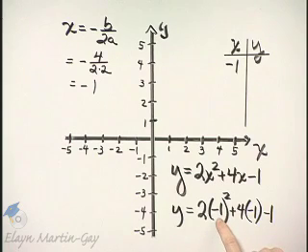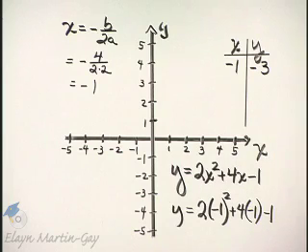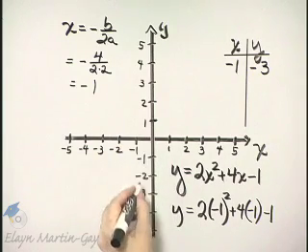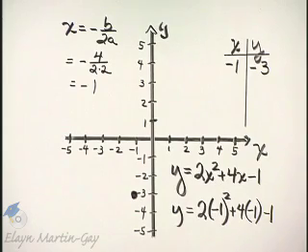Now don't forget that's negative 1 times negative 1, which is positive 1. So that's 2 times positive 1. I'll let you finish that out, but the y value will be negative 3. So negative 1, negative 3, that is the vertex, don't forget.